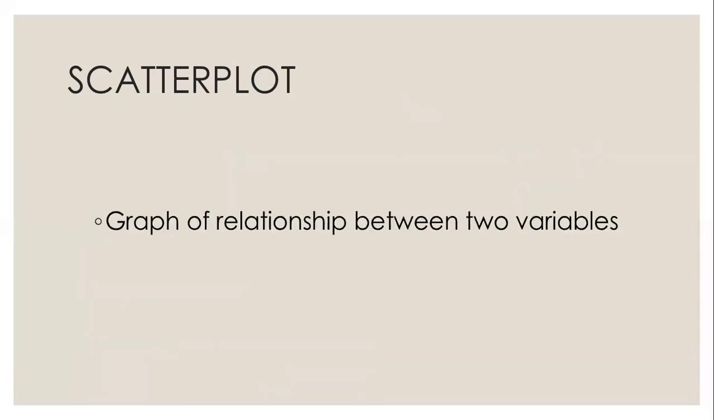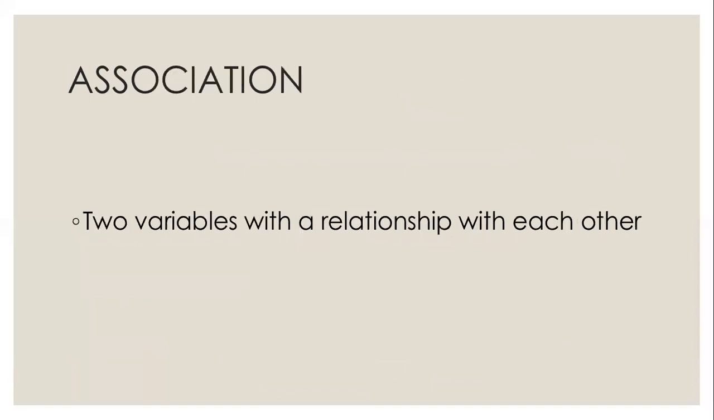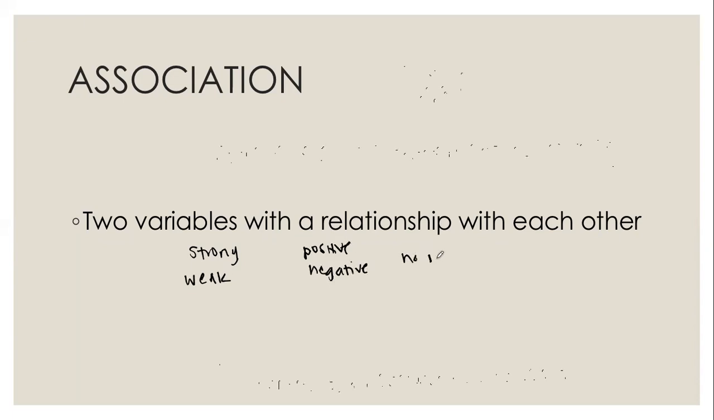So let's look at some definitions. A scatter plot, we already said, is the graph of the relationship between two variables. Association is the relationship between those two variables. So you can either say there's a strong relationship or a weak relationship. It can be a positive relationship or a negative relationship, or you can just have no relationship at all.